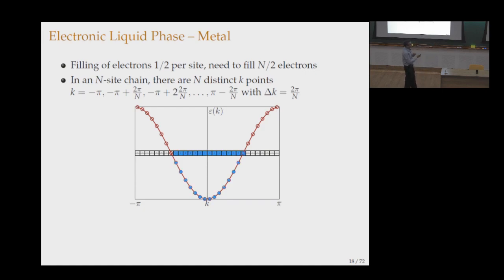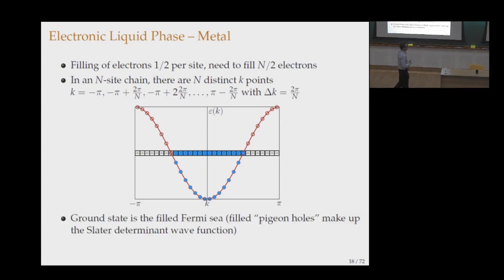Filling means that I take all these states and construct a Slater determinant out of them, and this is exactly where I'm borrowing the chemist notation. So instead of the arrow, I'm just coloring them, because I'm also having spinless electrons here. So this is the ground state, okay? All right, this ground state is called the filled Fermi sea. And as I just said, these filled pigeonholes make the Slater determinant ground state wave function.